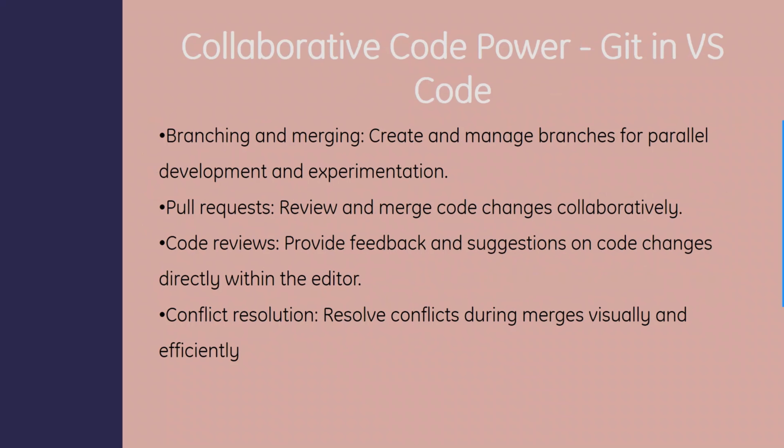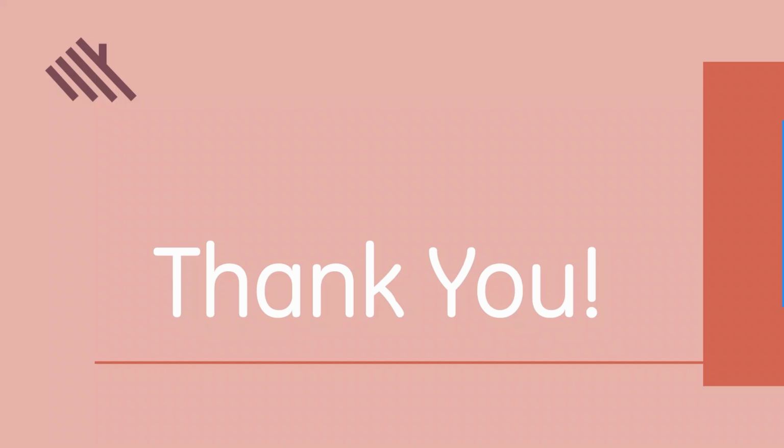Next, we have collaborative code power, which is Git in VS Code. Branching and merging: create and manage branches for parallel development and experimentation. We have pull requests to review and merge code changes collaboratively. Then we have code reviews, providing feedback and suggestions on code changes directly within the editor. Then we have conflict resolution, resolving conflicts during merges visually and efficiently.